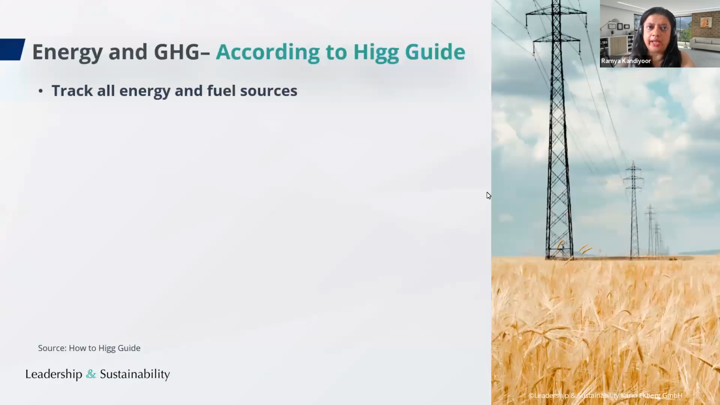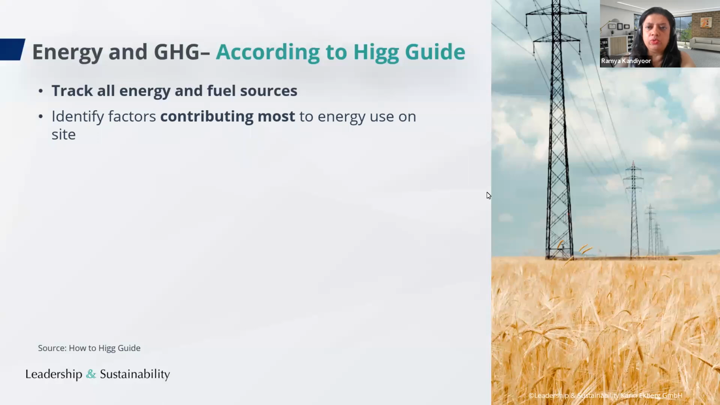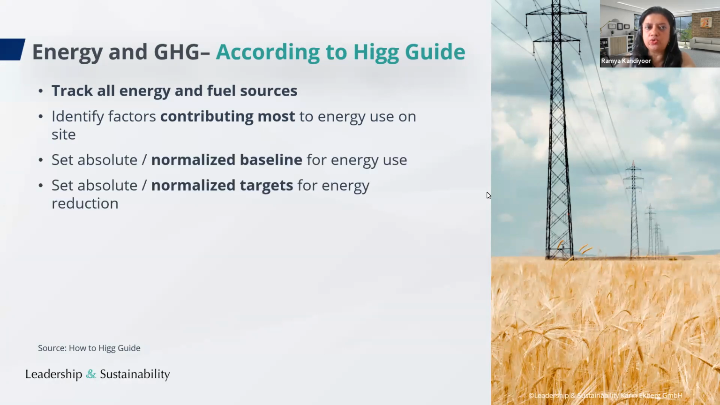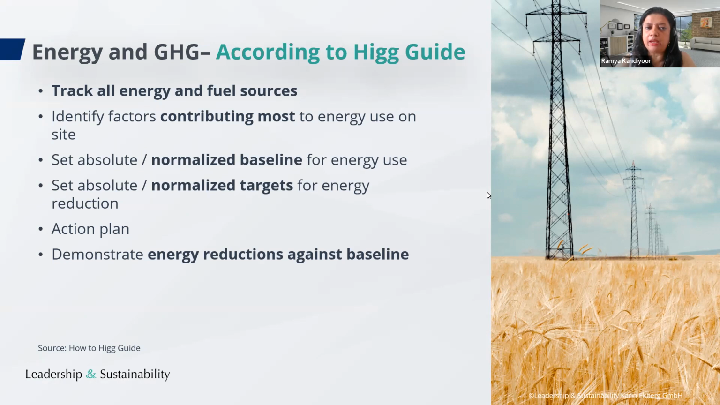So according to the Higg guide, you would require to basically track all of the energy and fuel sources, identify factors which are contributing most to the energy use on site, and you can set absolute or normalized baselines for energy use, set absolute or normalized targets for energy reduction. You should ideally have an action plan, and you should be able to demonstrate energy reductions against whatever is the baseline that you have set.